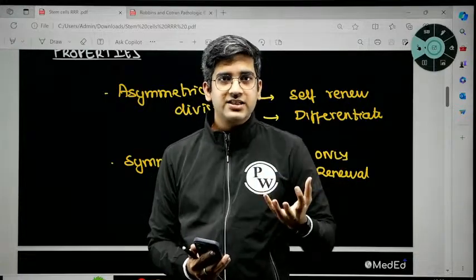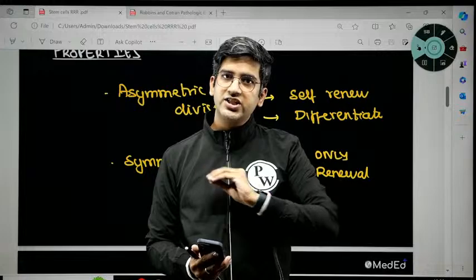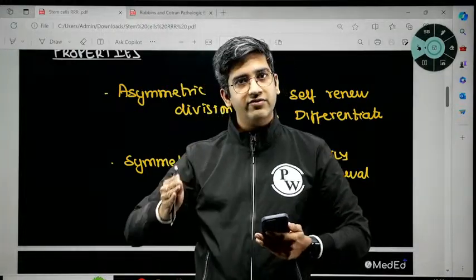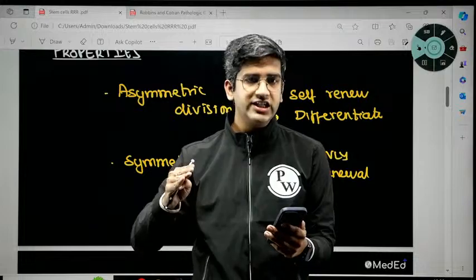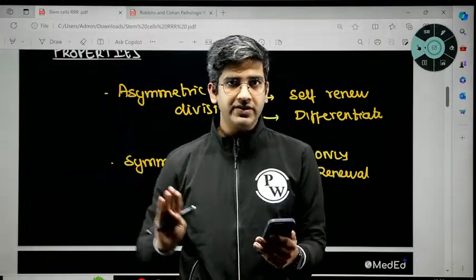Let's take a cardiac stem cell. Should it give rise to myocardium at one point of time or not? Or should it just keep on dividing? What is your understanding? Should a cardiac stem cell divide and give rise to myocardium, or should it not divide and give rise to myocardium? It should at one point of time give rise to myocardium, right?